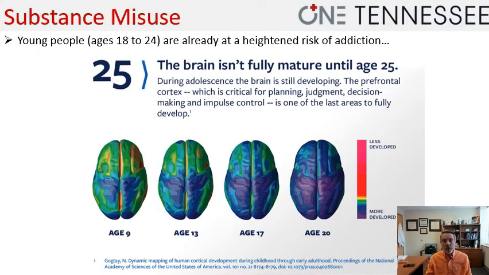Substance misuse among young people is even more concerning because up until age 25, the frontal lobe isn't fully developed. And when you're misusing a substance, that frontal lobe development is essentially arrested or delayed at time of first use. So younger people misusing and abusing drugs, this can have long-lasting, lifelong consequences. And these people are more likely to struggle or develop a substance use disorder in the future.